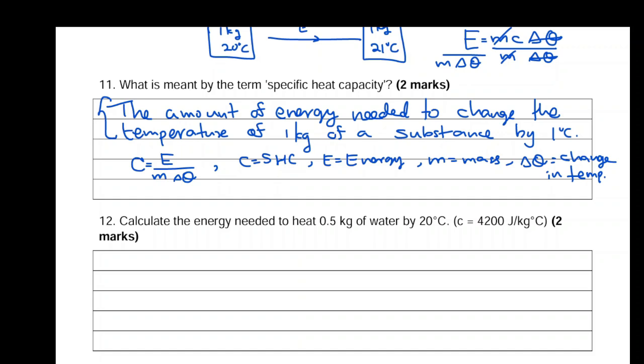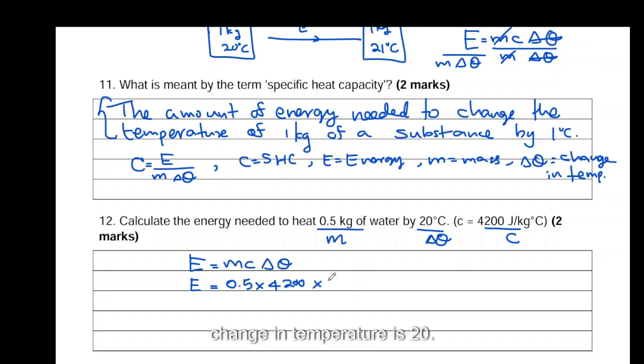Question number 12. Calculate the energy needed to heat 0.5 kilograms of water by 20 degrees Celsius. Specific heat capacity C is given for water. E is equal to mc delta theta. E is equal to m is 0.5, C is 4200. Change in temperature is 20. Just put this in the calculator. The answer is 42,000 joules.